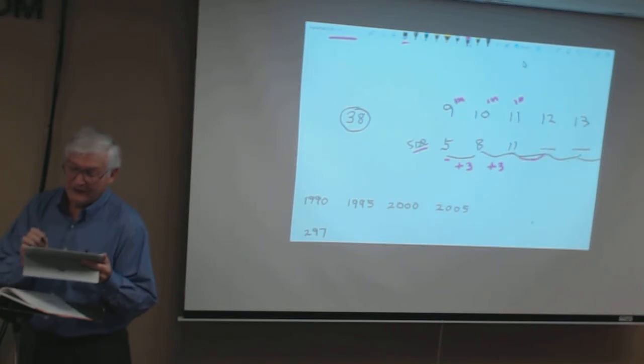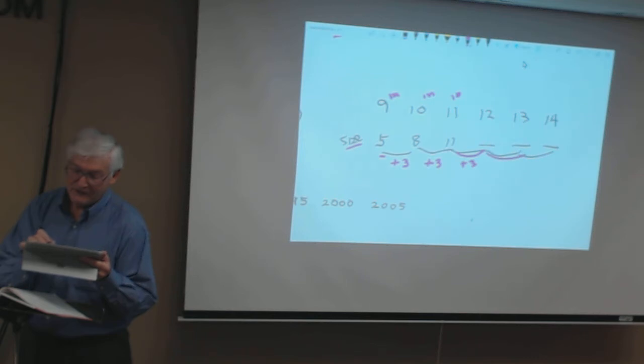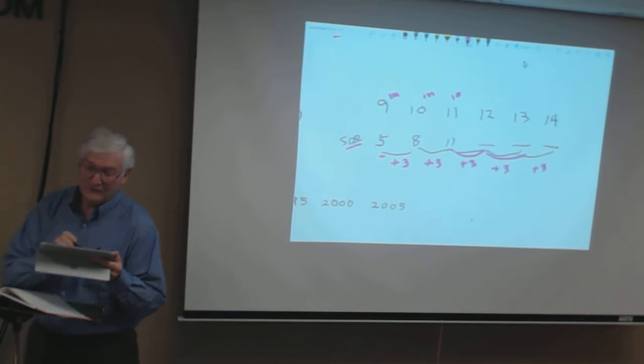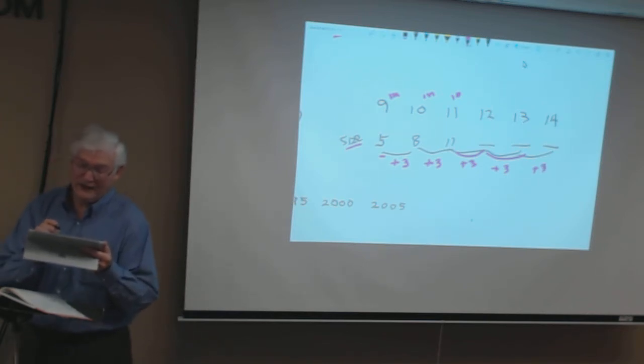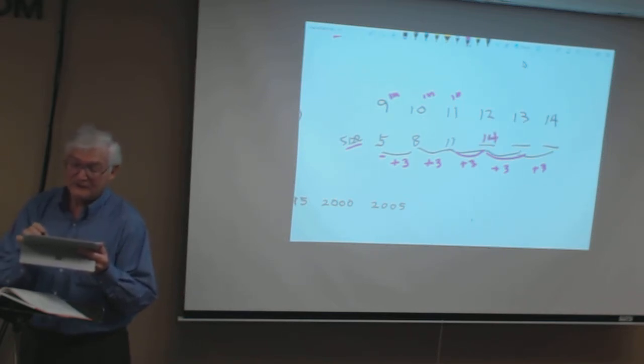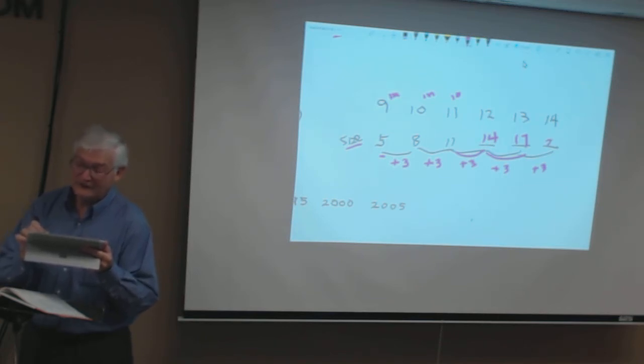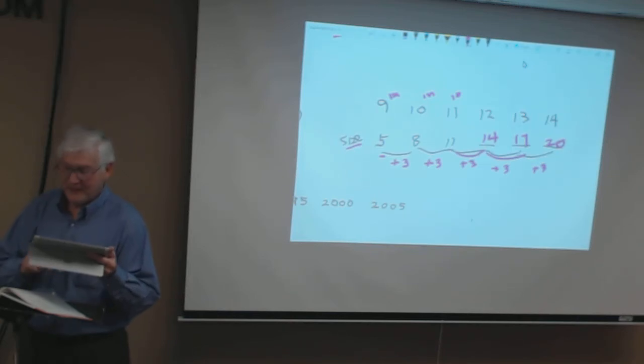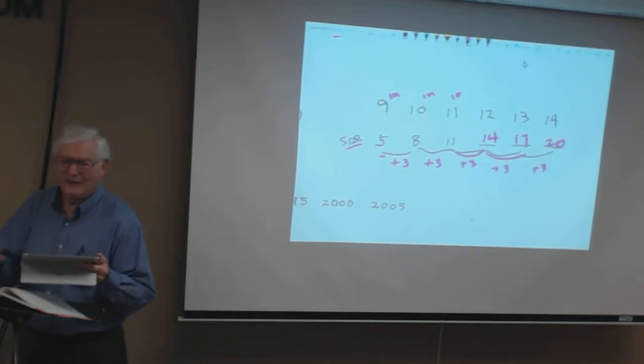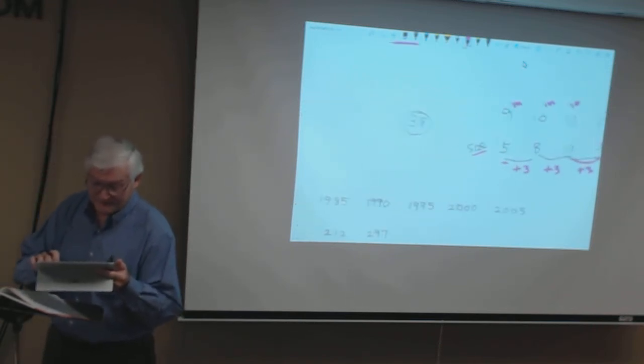So how will I get from here to here? Add 3. And how will I get from here to here? Add 3. And from here to here? Add 3. So if your foot's 12 inches long, what's your shoe size? 14. 11 plus 3. If your foot's 13 inches long, what's your shoe size? 17. And if your foot's 14 inches long, what's your shoe size? Everybody see where that comes from? Say, why did they do that? I have no idea. But that's just the way they do it.